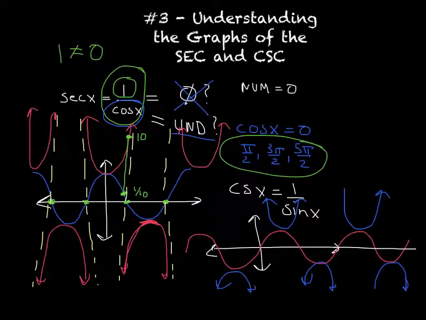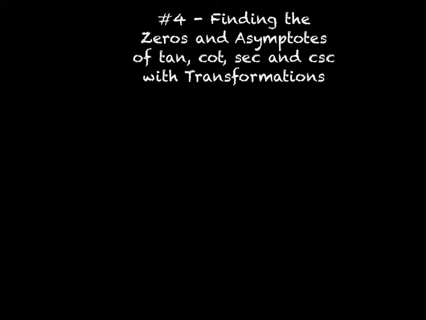So once again, the cosecant will be undefined every time the denominator is 0, or the sine is 0. So that's going to be at these places right here, and here, and here, and here, and here. So we need to draw asymptotes right there, and right there, and all the way down. And that is the graphs of the secant and the cosecant. All right, we're going to do a few examples of finding the zeros and asymptotes of these 4 trig functions when you have transformations involved.